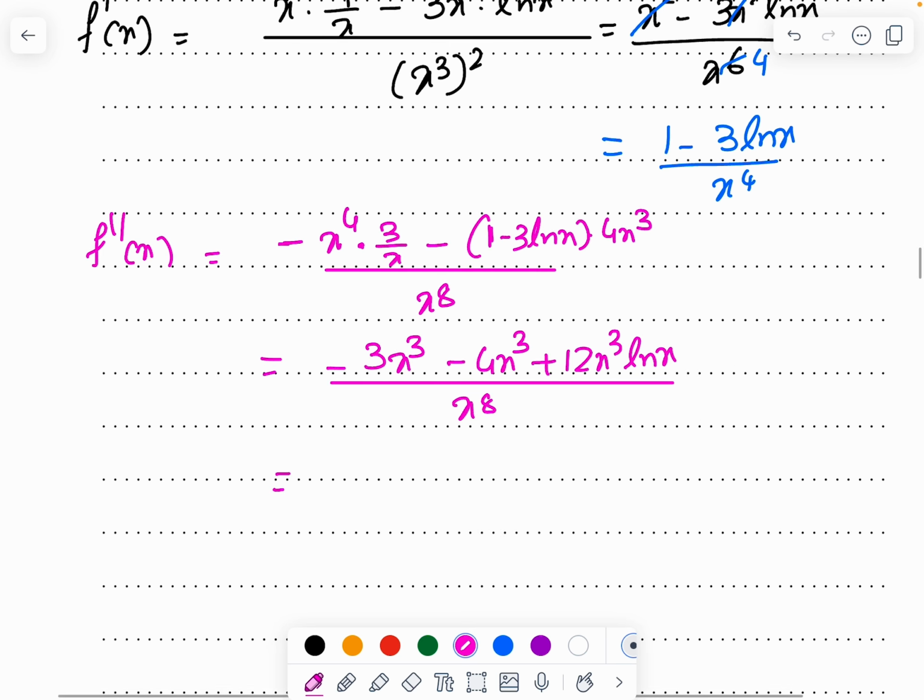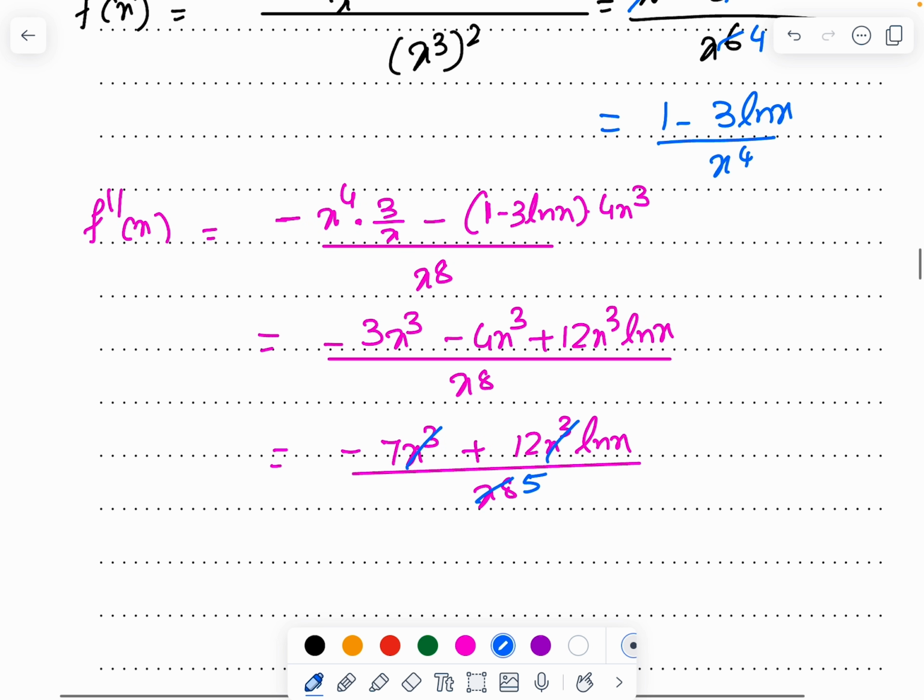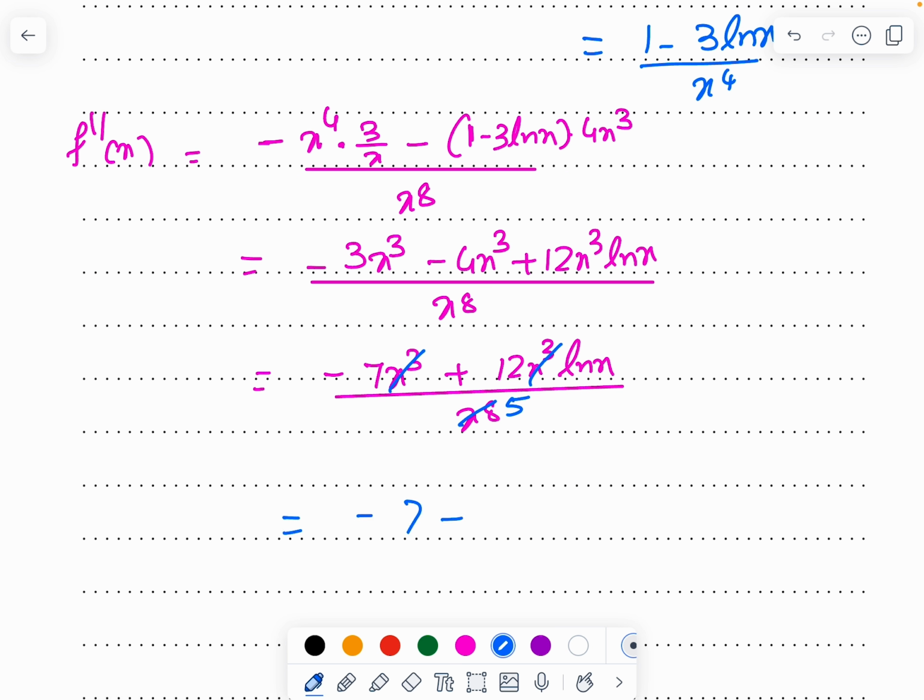So what does that become now? Negative 7x cube plus 12x cube ln x divided by x power 8. Now x cube and x cube get cancelled, and this becomes power 5. So what is the answer? Minus 7 plus 12 ln x upon x power 5.